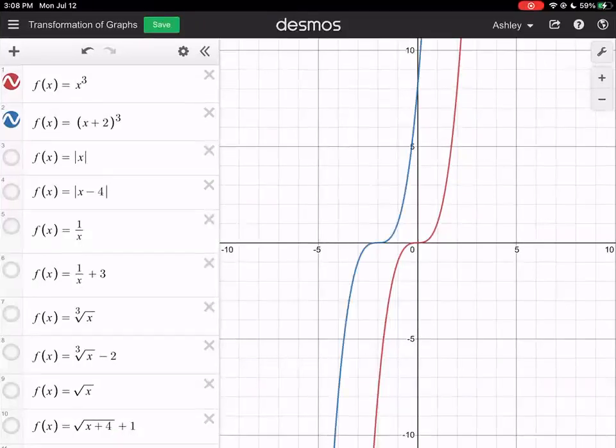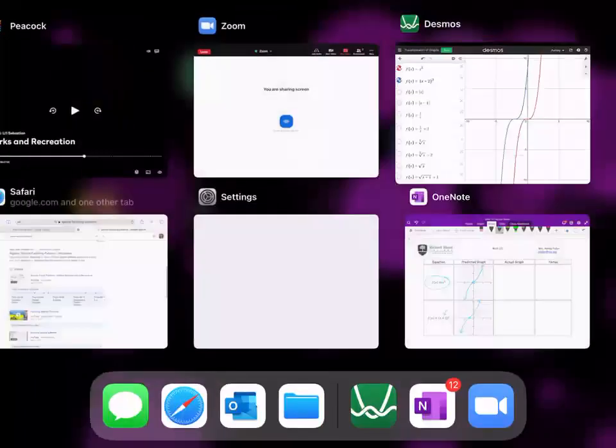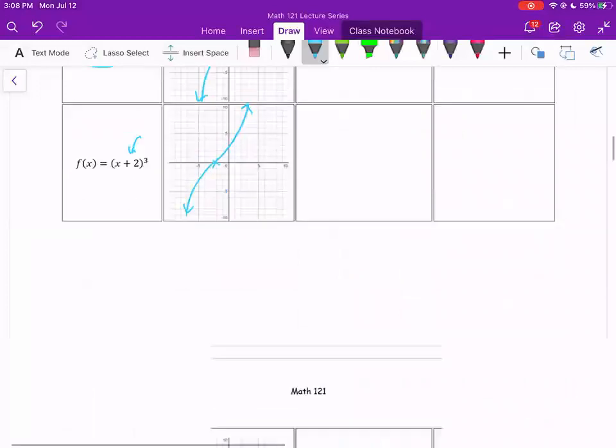What I would like you to do as you work through these is I have posted a key on OneNote below this initial blank page. We're going to work through a few of them together, and then I would like you to try a few on your own. So let's look at another one here.